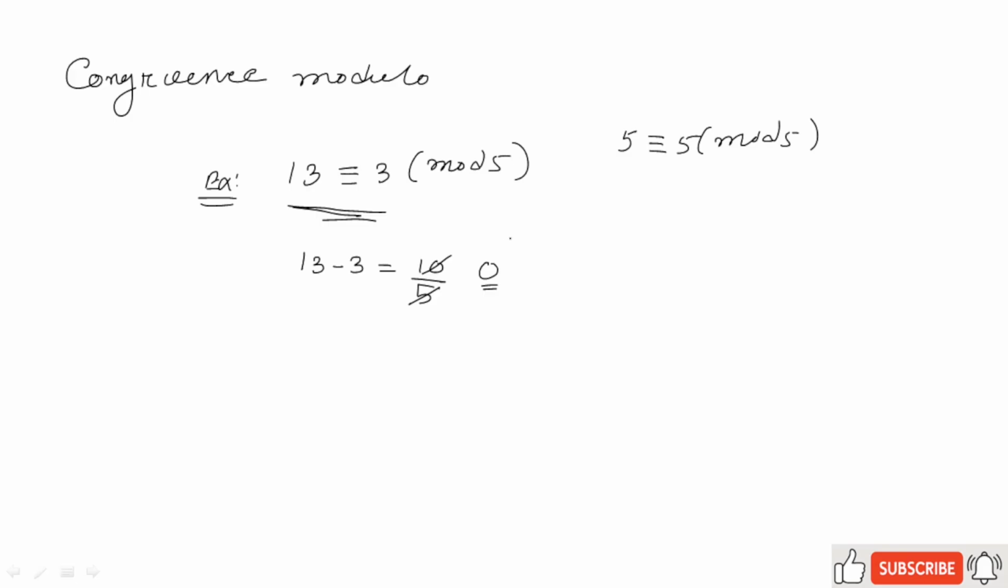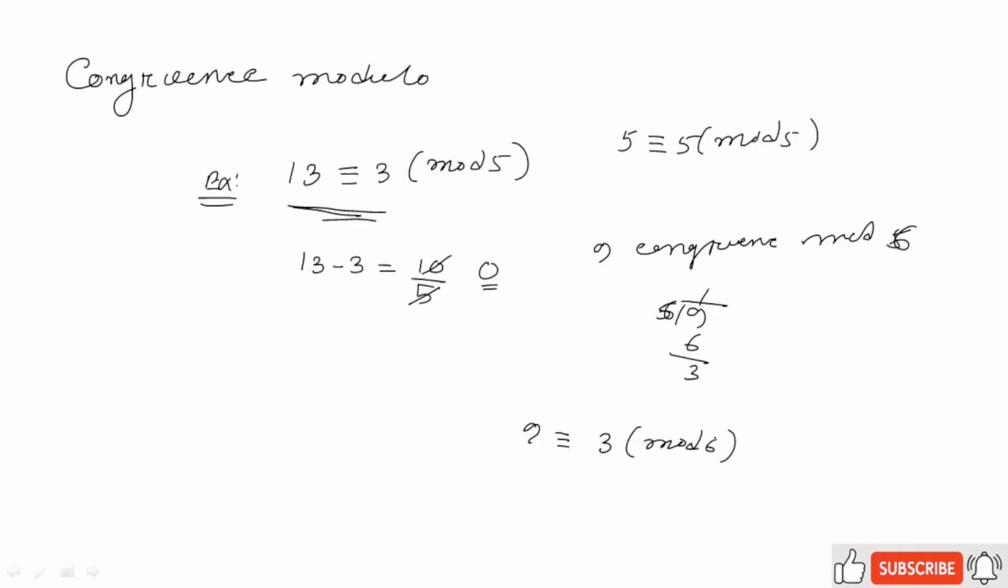Similarly, if we want to write 9 congruent modulo 6, then we divide 9 by 6. 6 ones are 6, the remainder is 3. That means we can write 9 congruent to 3 modulo 6. So I hope you have understood it easily.